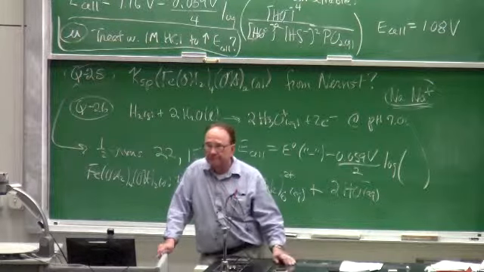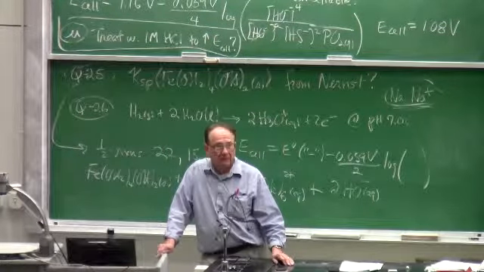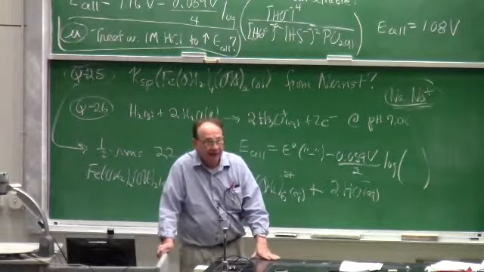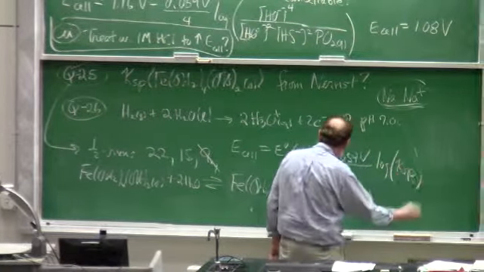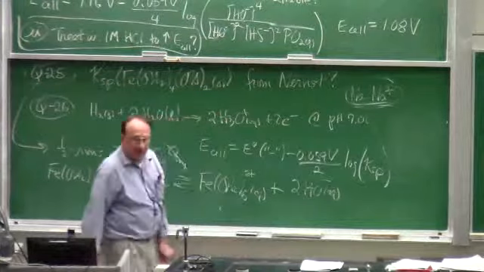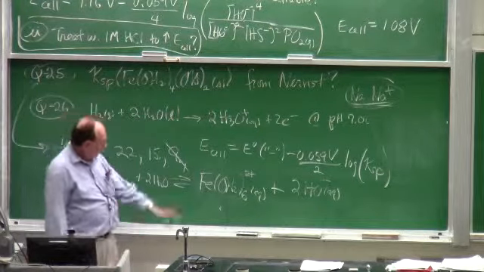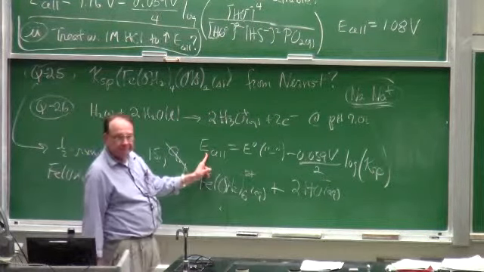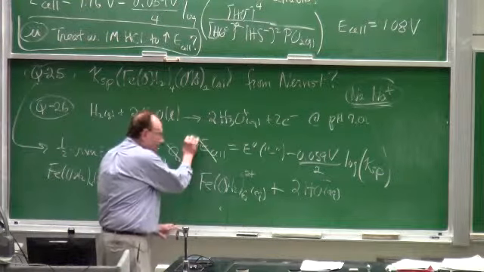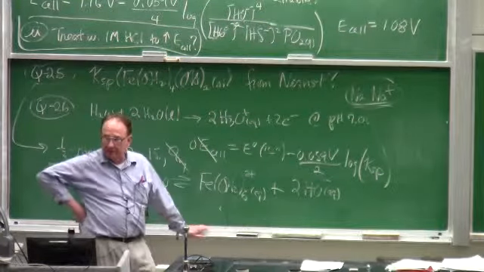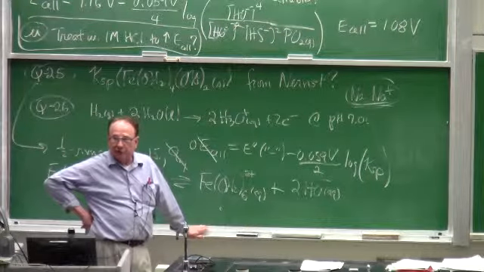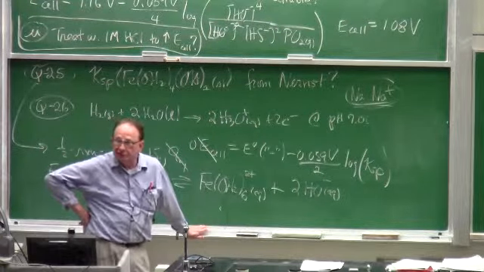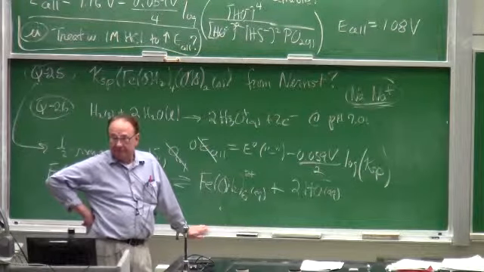Log of what? Which K? KSP, yeah. So I need one more consideration. What is this? 0. We're at equilibrium, are we not? Whenever I calculate an equilibrium constant with the Nernst equation, E cell is 0. Equilibrium.